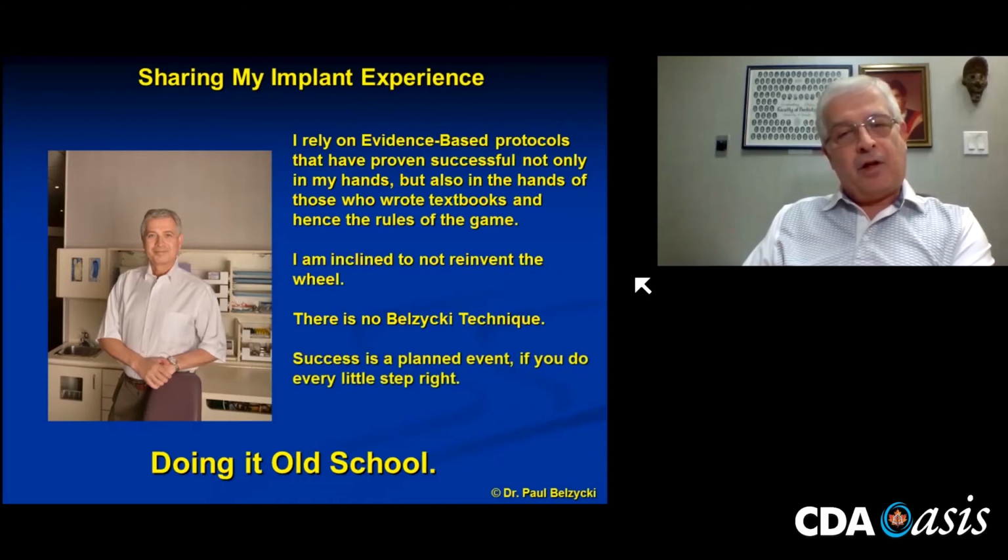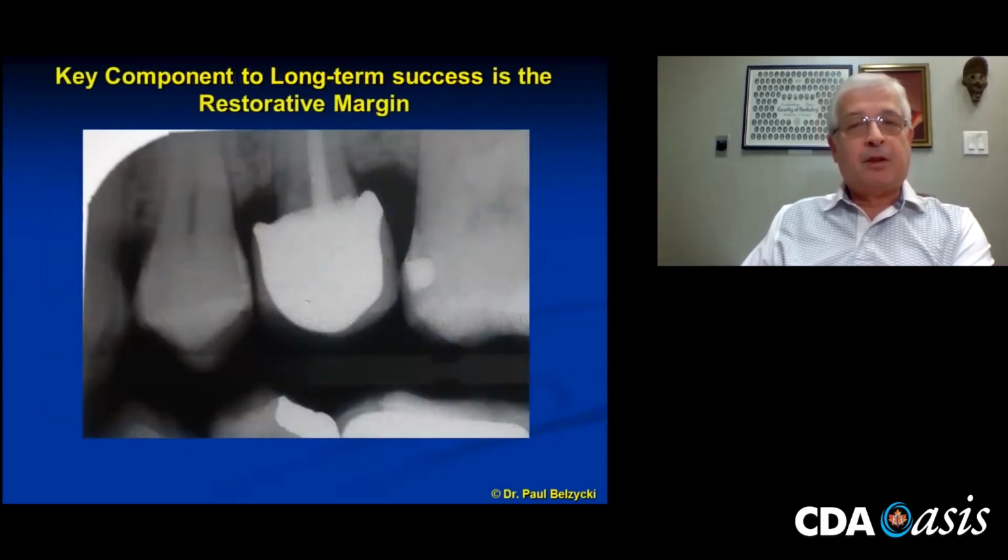And as always, success is a planned event. You don't bump into it at the end and say, oh, look, this is a good one. You have to struggle for each and every detail. And you have to get each and every little step right. So I'd like to focus on margins because it's a very key component to the success of our restorations, to make sure that they last a long time.